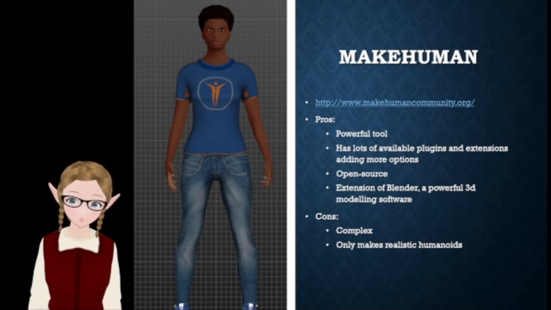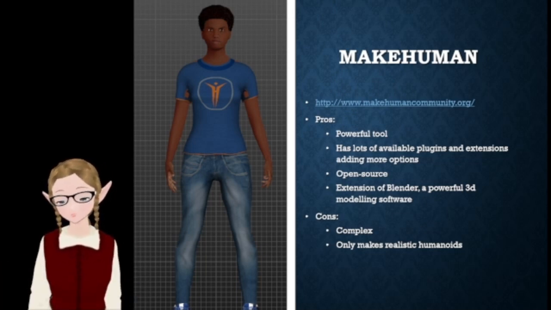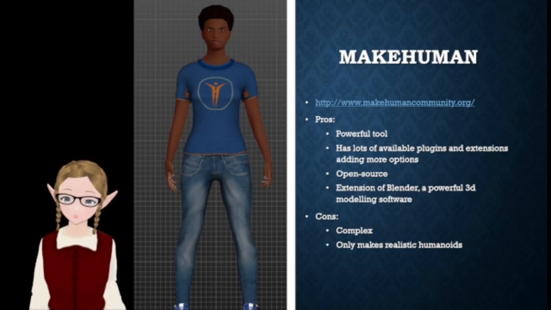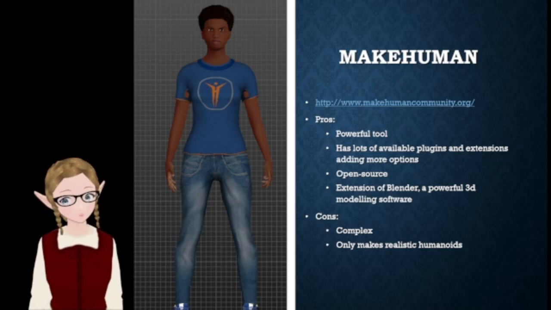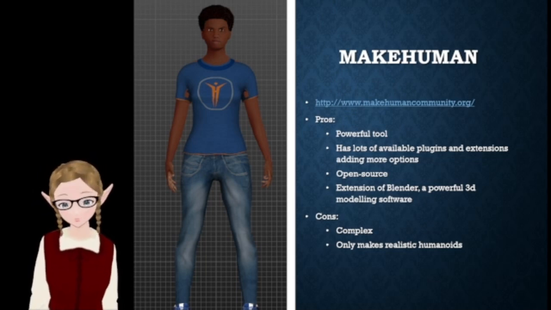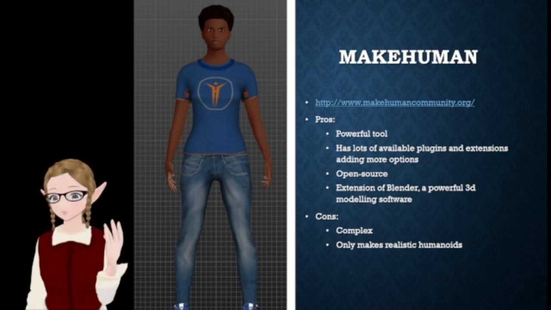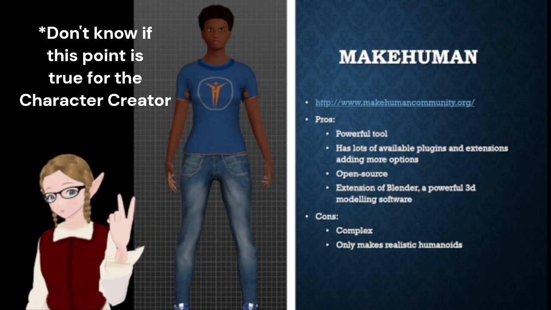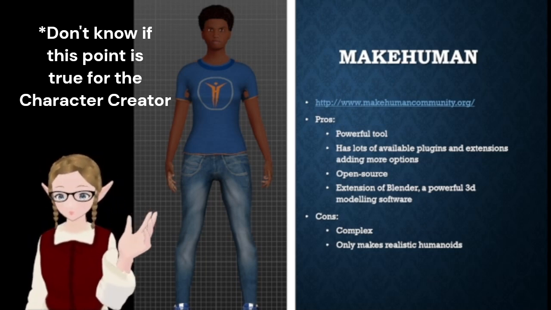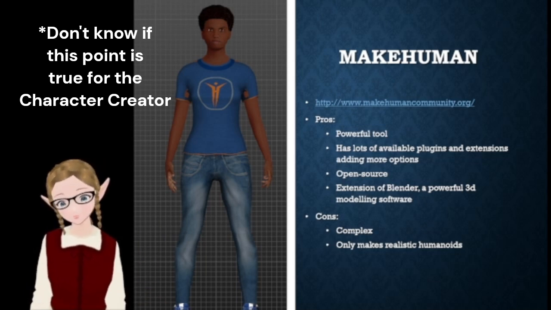The first one I'm going to mention is probably the most complicated software on this list. It's called MakeHuman. If you've ever heard of Blender, an open source 3D modeling software, MakeHuman is a plugin for it which allows you to easily create humans. That's why it's called MakeHuman. It has a wide variety of ethnicities and ages, which is something that a lot of the other programs I've mentioned struggle with. Like, it's very hard to make an older character in any of the other programs from what I've seen.